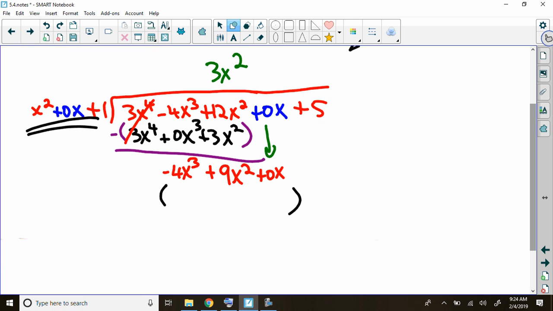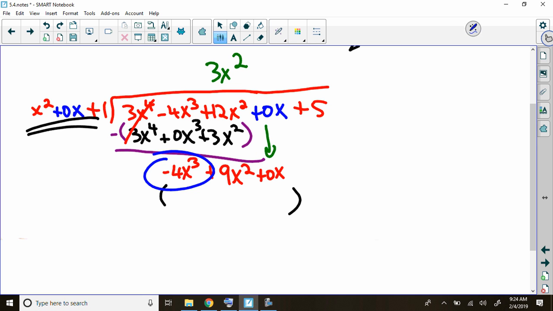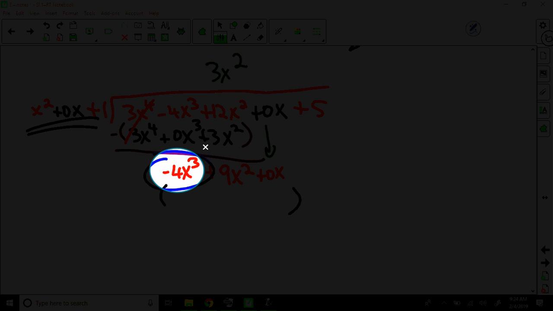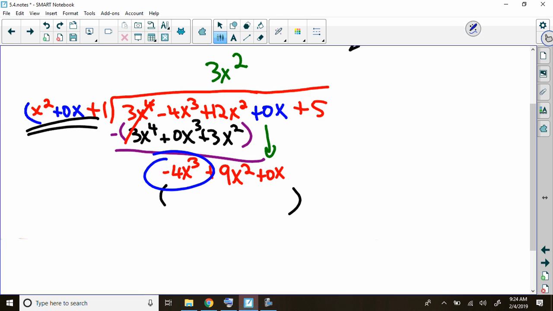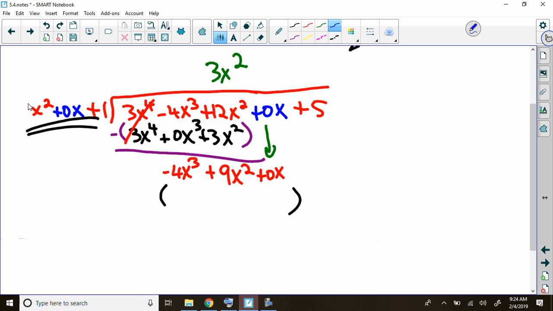Okay. So again, I'm dividing. It's a front-end estimate. I'm looking at this negative 4x cubed. I want to know how many times x squared goes into that. So essentially, I'm dividing negative 4x cubed by x squared. So what's that going to be?